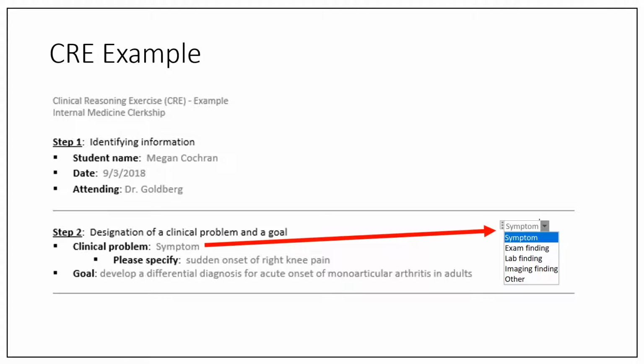Please recall that a clinical problem can range from anything like a symptom, such as dyspnea on exertion, to an exam finding, like ascites, to abnormal lab values, like normocytic anemia, or imaging findings, such as a solitary pulmonary nodule. In this particular example, the clinical problem that I have chosen is a symptom, specifically sudden onset of right knee pain. My goal for that stated clinical problem is to develop a differential diagnosis for acute onset of monoarticular arthritis in adults.